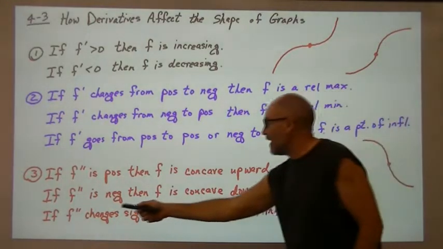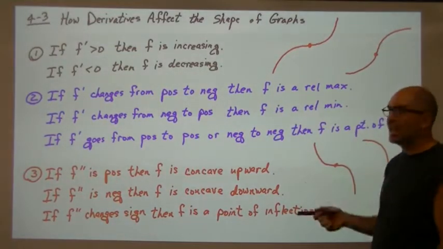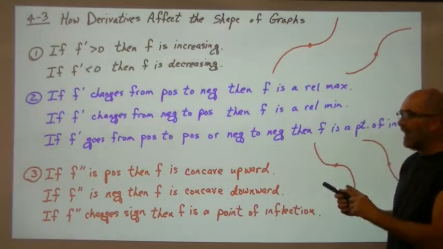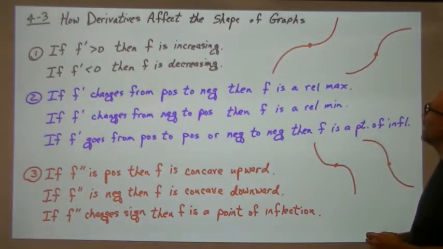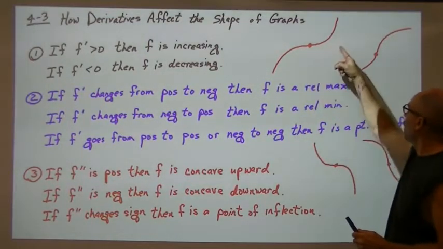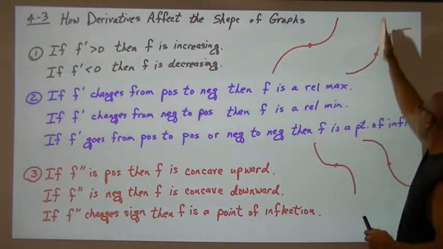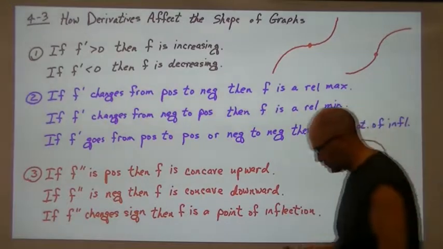So, if f double prime changes sign, then you have a change in concavity. And if you have a change in concavity, then you have a point of inflection. And notice a point of inflection is either a horizontal tangent or a vertical tangent. Okay, cruising onward.